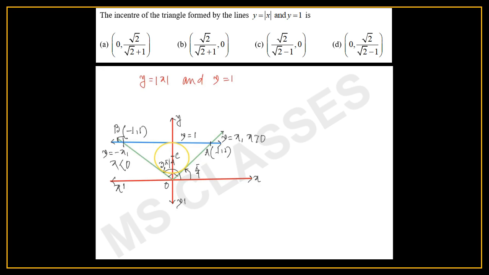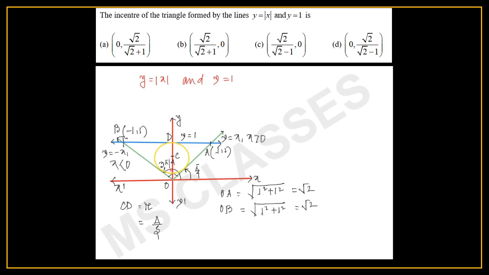So, to get the radius here, if we take this point as D, then CD equals the inradius r. Now, the inradius is given by area of triangle by S, where S is the semi-perimeter. We can find the area of this triangle. Now, to get the area of the triangle, we need OA and OB. So OA equals under root of 1 square plus 1 square, that is root 2. OB will be again under root of (minus 1 minus 0) whole square plus 1 square, so ultimately this gives us root 2.